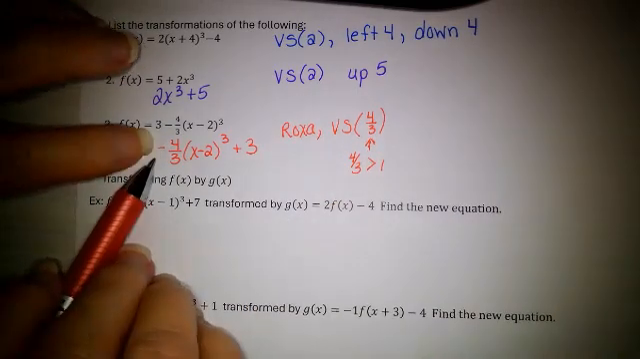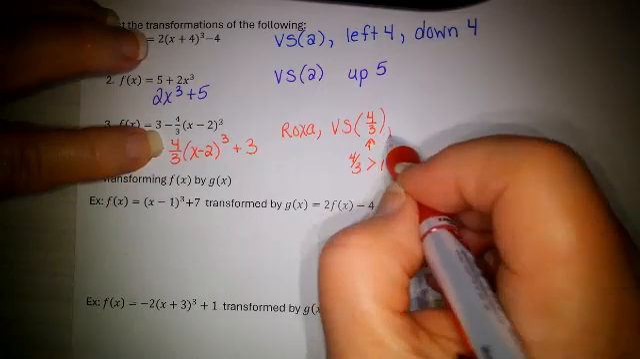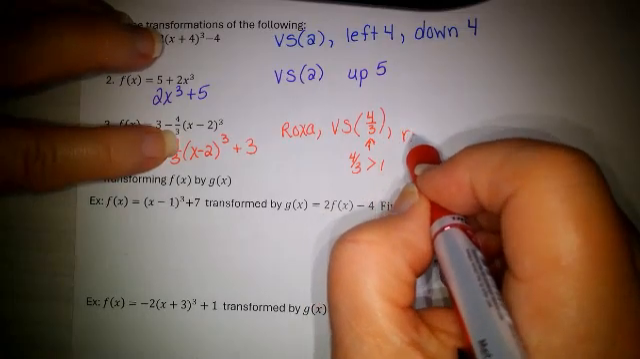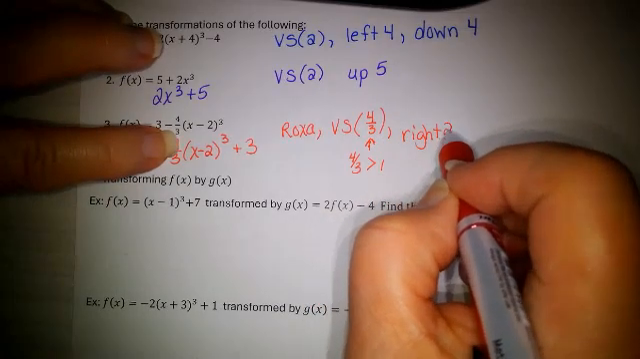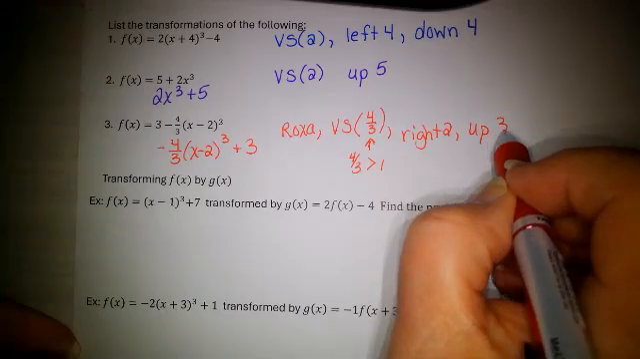Remember, once we take the negative off, we just look at the number. The minus 2 means it's going to the right 2 and then up 3.